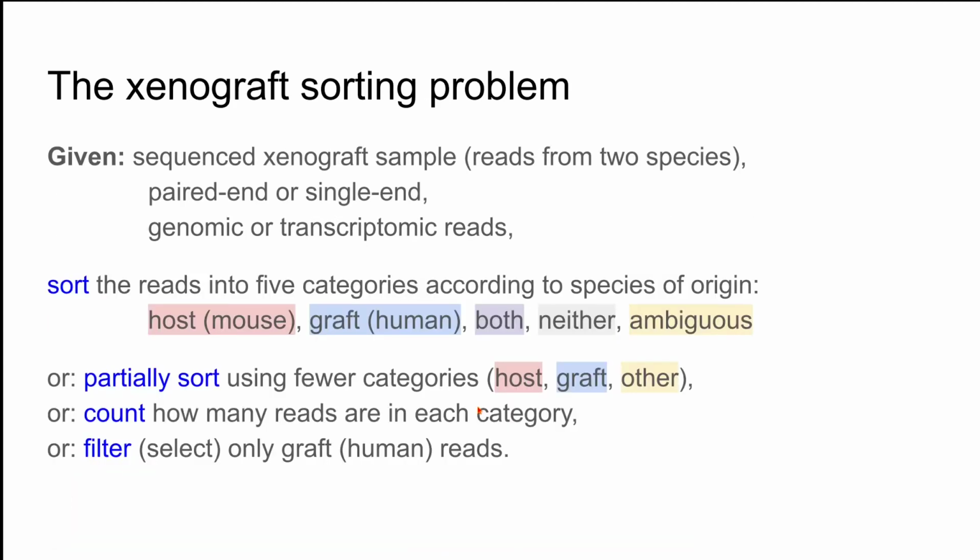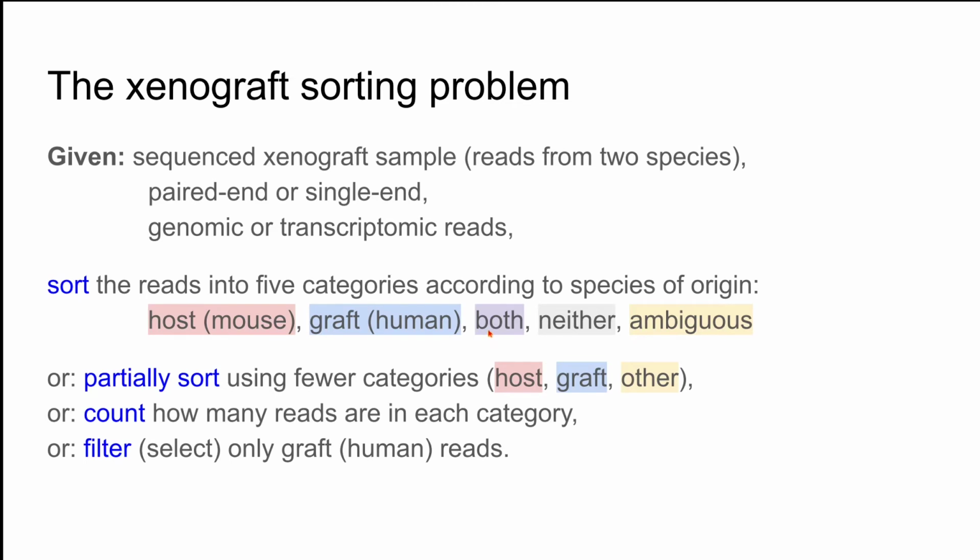The xenograft sorting problem then can be stated as follows. We are given a sequenced xenograft sample. So we have reads from 2 different species. We would like to sort the reads into 5 different categories according to the species of origin. The host genome, so typically mouse, the graft genome, typically human, reads that could originate from both.